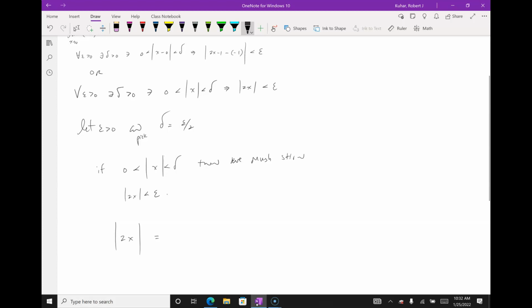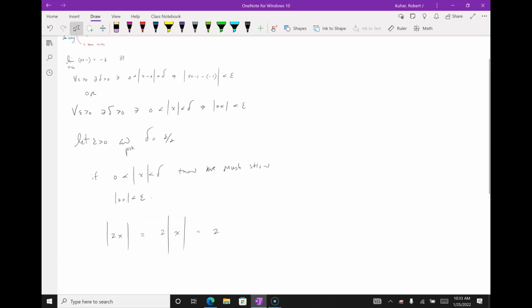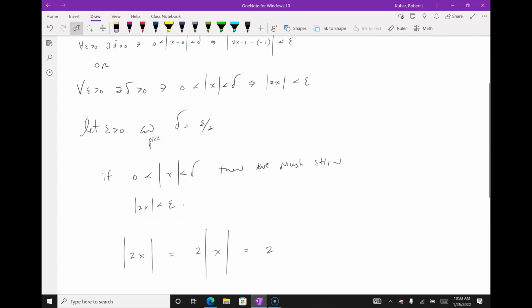So, absolute value of 2x, anything happen with that you can think of? The 2 can come out of the absolute value, it's already positive, right? And the 2 is still the 2, but what do I know about absolute value of x? What is it less than? It's on the page. It's on the line above. Delta. So this is less than 2 delta, which is equal to 2 times epsilon over 2. And the 2's cancel, so I get my epsilon.